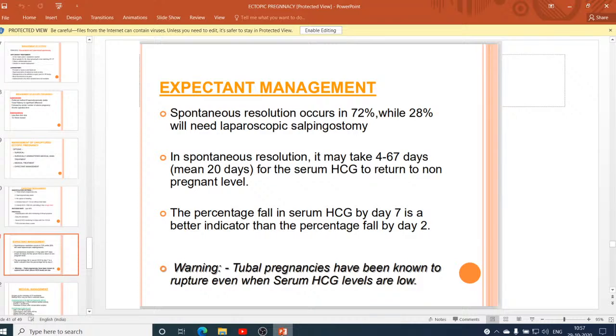Expectant management: spontaneous resolution in 72%, while 20% will need laparoscopic salpingostomy. In spontaneous resolution, it may take 4 to 6 days, mean 20 days for the serum to return to normal pregnant level. The percentage fall in serum by day 7 is a better indicator than the percentage fall by day 2. Warning: tubal pregnancy have been known to be ruptured even when beta serum HCG levels are low.